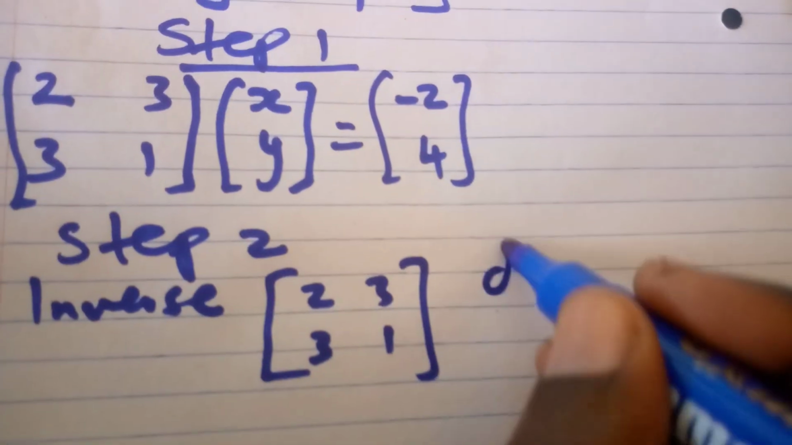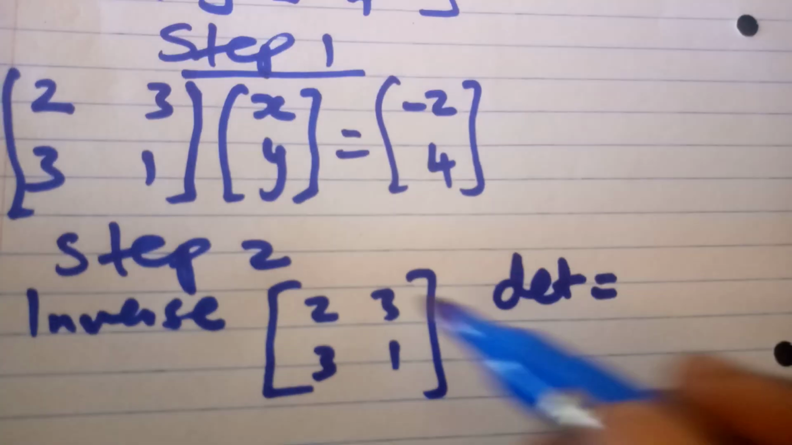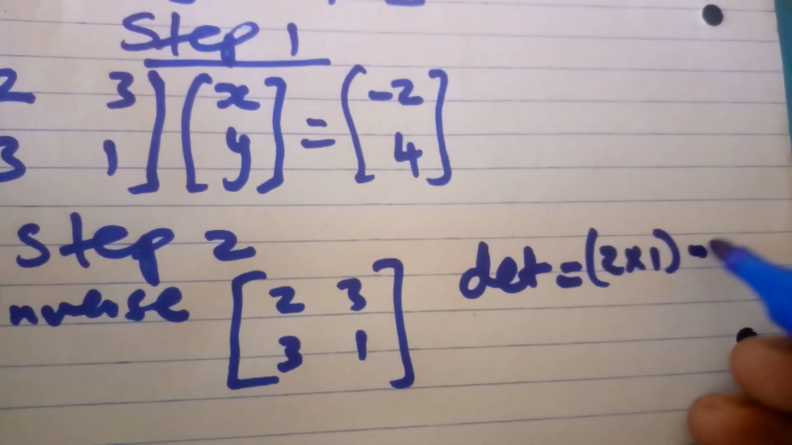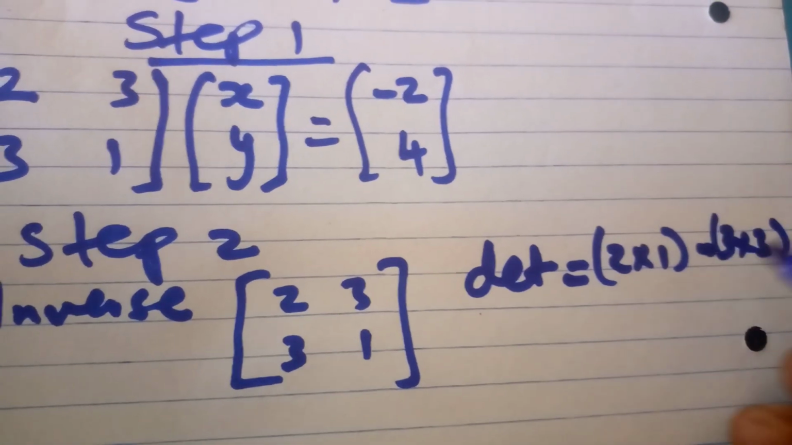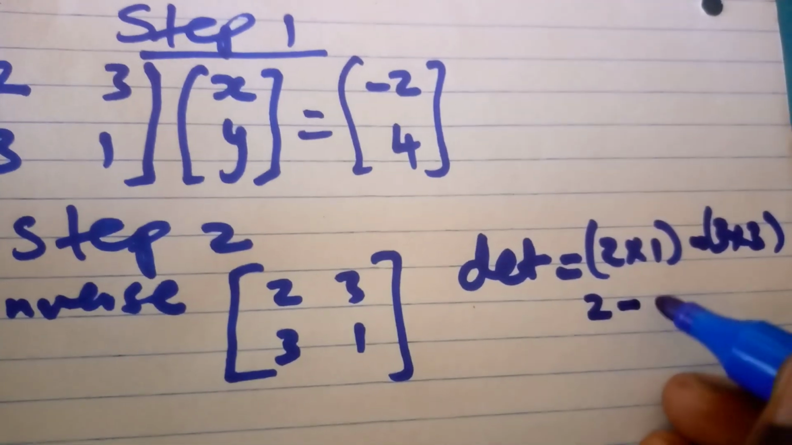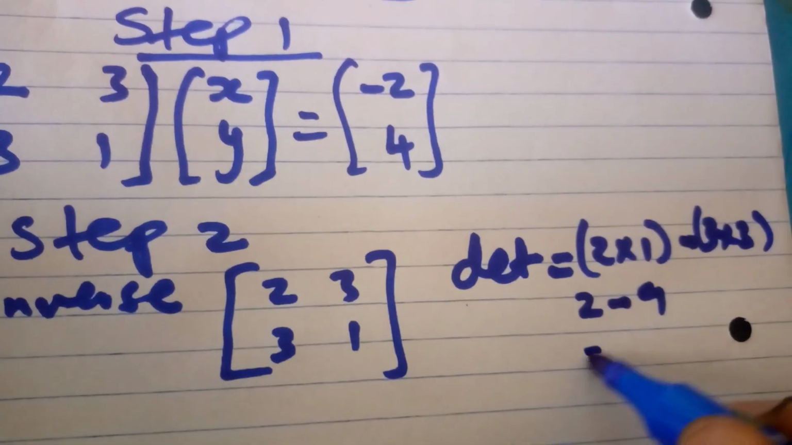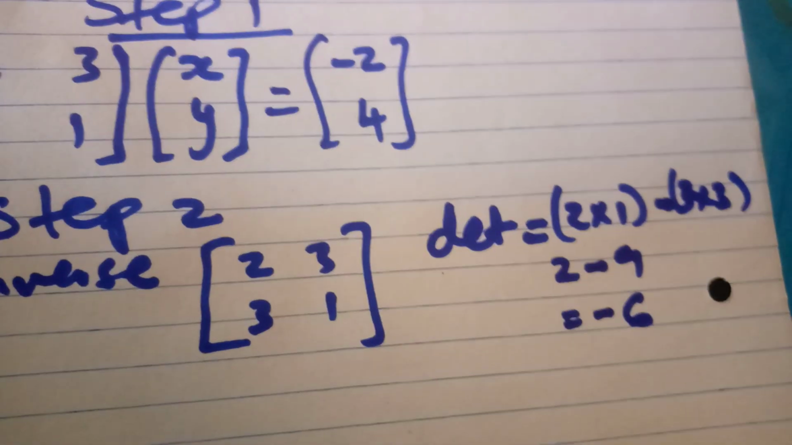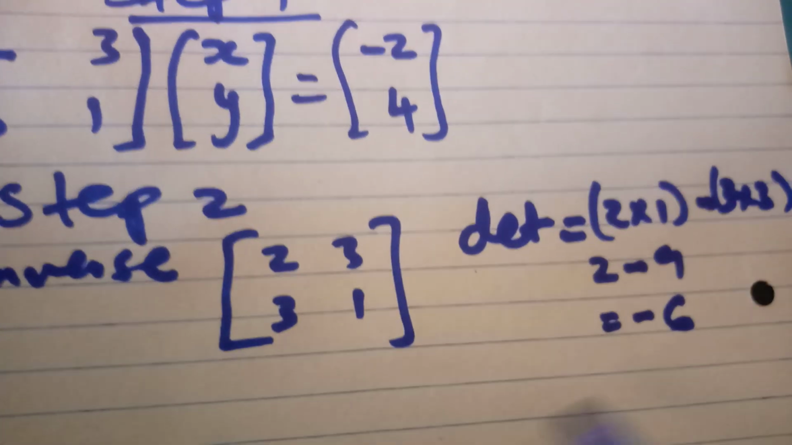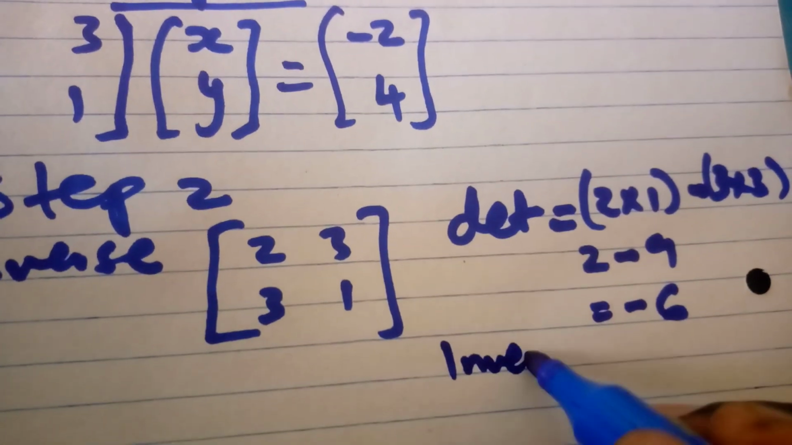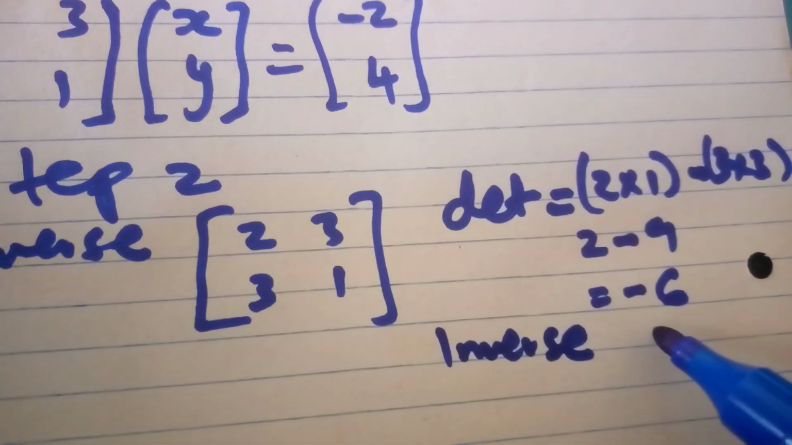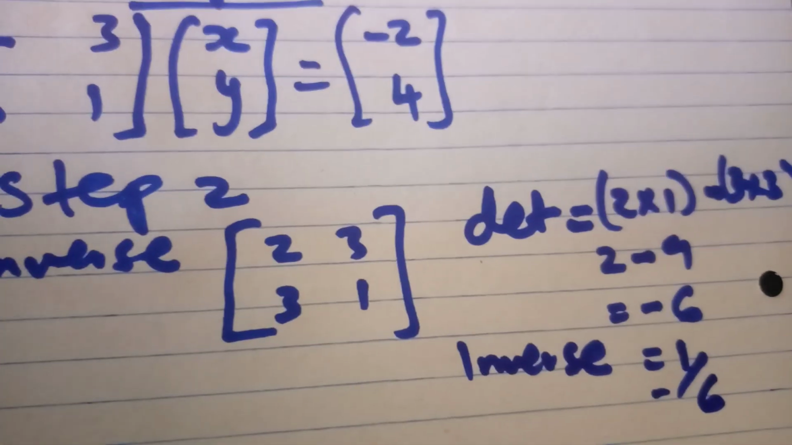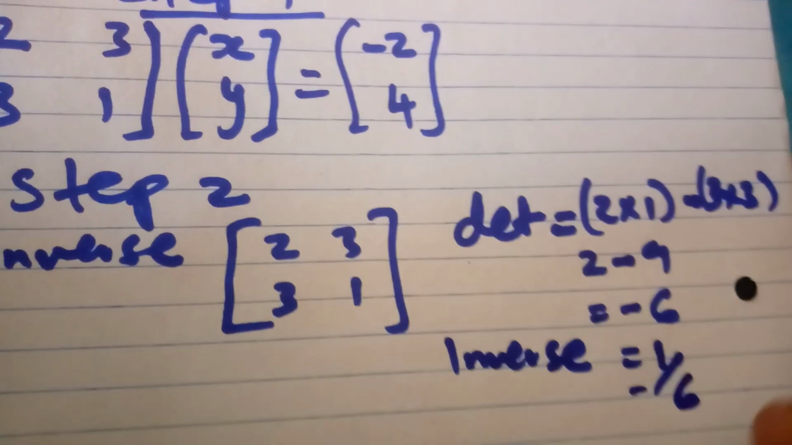Remember, start by finding the determinant, which is 2 times 1 minus 3 times 3. That is 2 minus 9. The answer is -6. Next step, find the inverse of that. The inverse of -6 is -1/6.